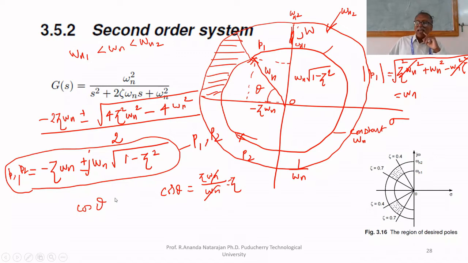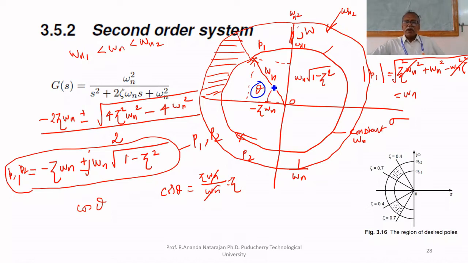But theta, the angle, is between negative real axis and that line joining origin and pole. The angle is between negative real axis and the line joining origin and pole. Cosine of that angle is called zeta. Therefore, cos theta is the zeta.